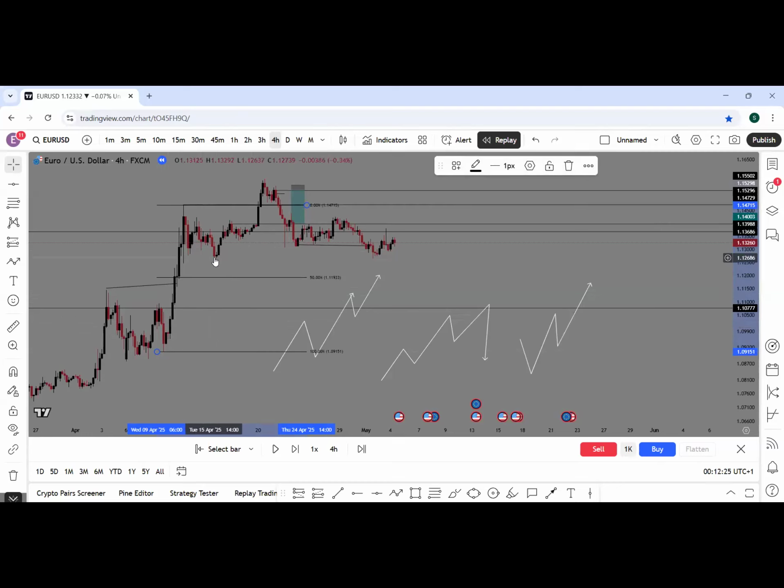What if even though it touches the 50 line, it still needs to, even if it breaks the 50 line, it drops to this zone here?